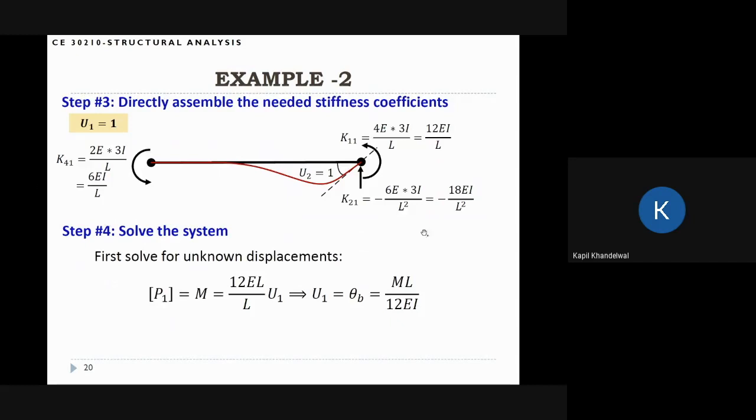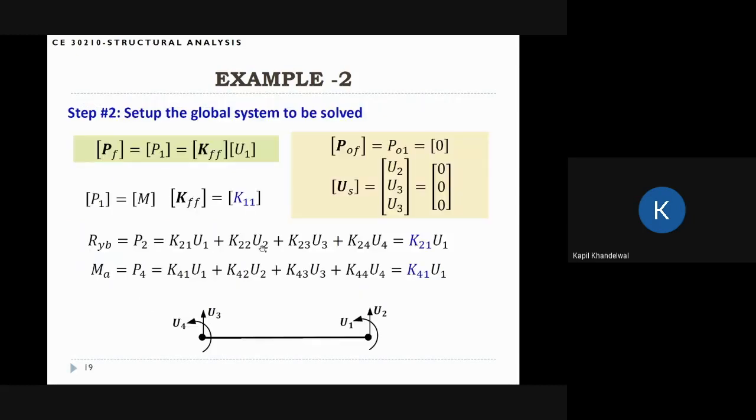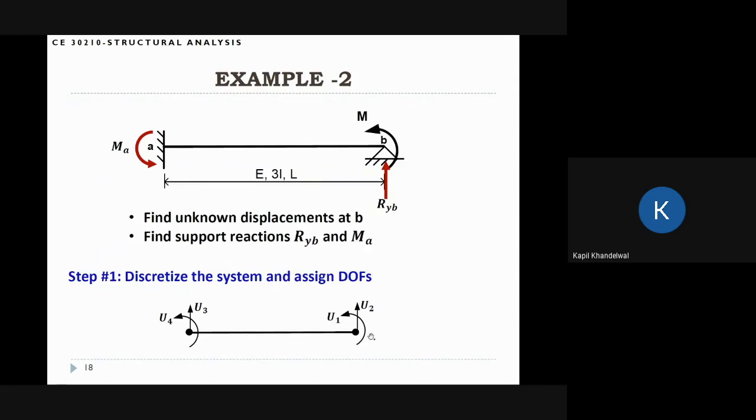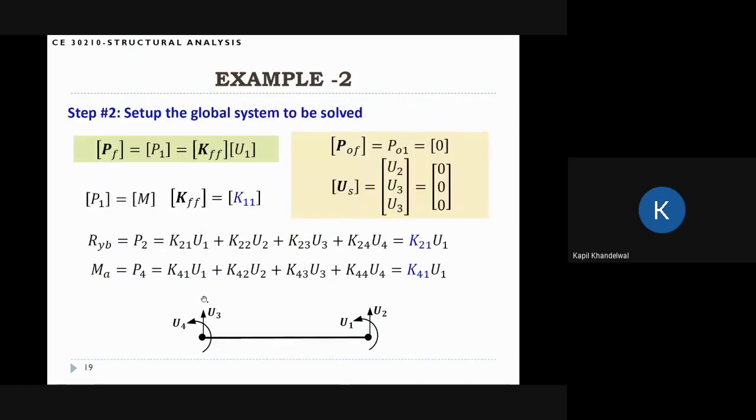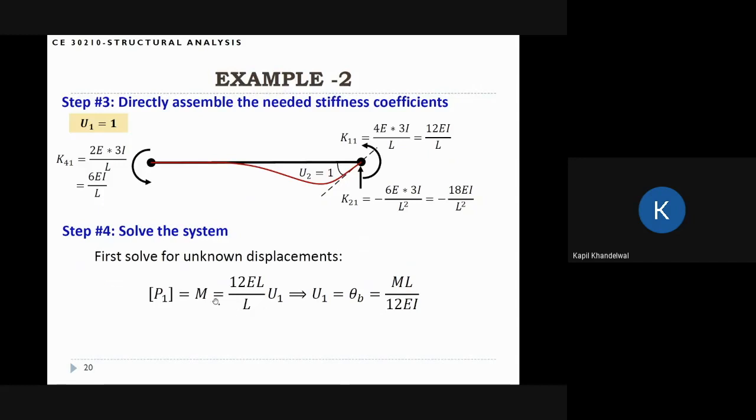And once we have these numbers, we can calculate all the information we need. So first, we always solve for unknown displacements first. P1 is actually equal to M. So if I go back, the force corresponding to the U1 degree of freedom is actually M. M is the applied moment. So P1 is M, and this is K11.